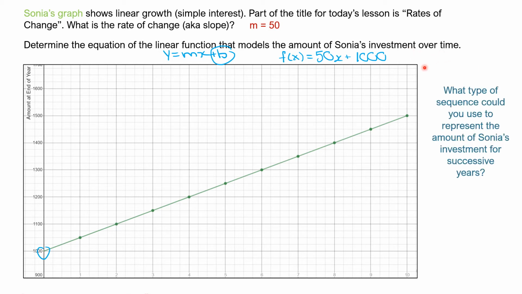Now, relating this back to our last unit, what type of sequence, so that's either going to be arithmetic or geometric, what type of sequence could you use to represent the amount of Sonia's investment for successive years? Successive meaning one right after the other. Is this arithmetic or geometric? Well, if you remember from last unit, linear growth is arithmetic.